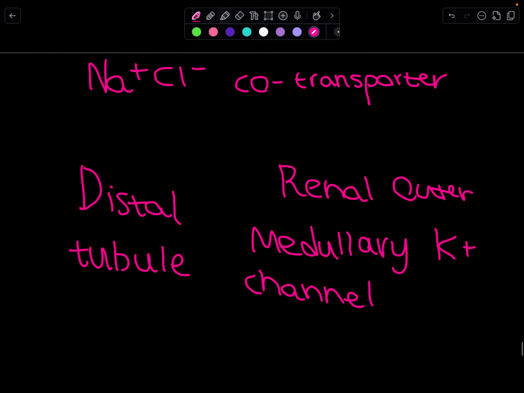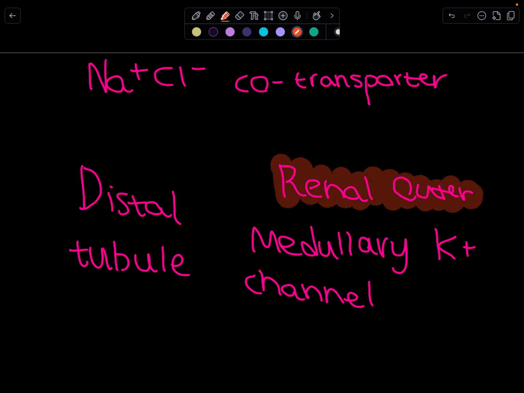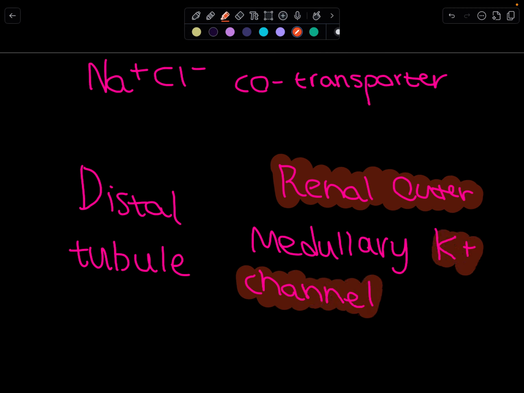This reabsorption, regulated by aldosterone, helps control blood pressure and volume by retaining sodium, while chloride follows to maintain electroneutrality. Thiazide diuretics target this transporter to increase sodium excretion.